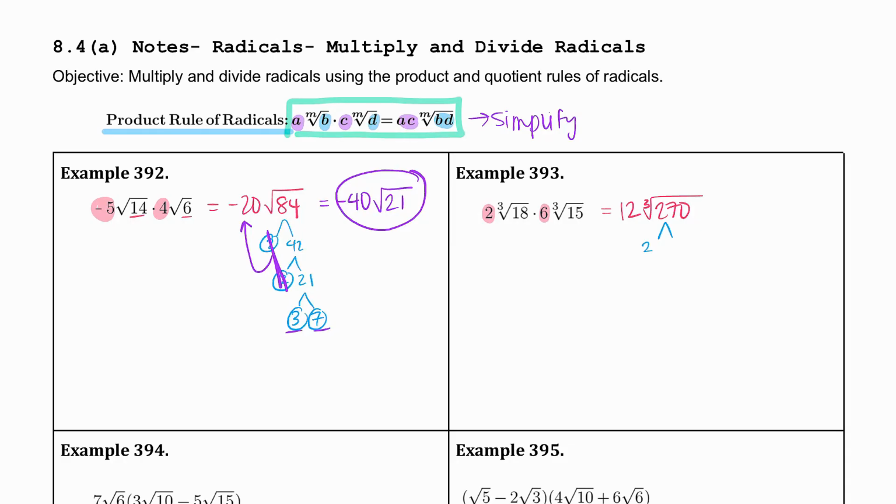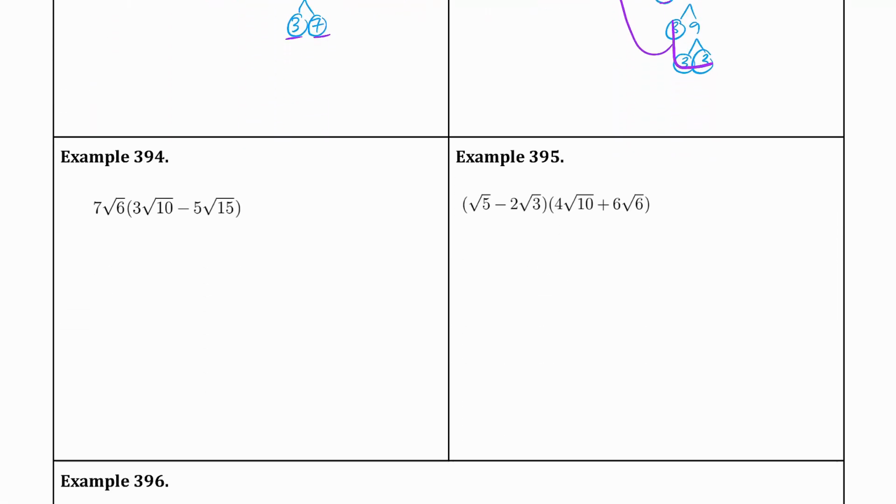I get 2 and 135, 5 and 27, 3 and 9, 3 and 3. Since this is a cube root, we're looking for triples or groups of 3. Got a group of 3 there. So I'm bringing a 3 to the outside. 3 times 12 gives me a coefficient of 36. Cube root of, we have a 2 and a 5 left over on the inside, so 2 times 5 is 10. So we get 36 cube root 10.